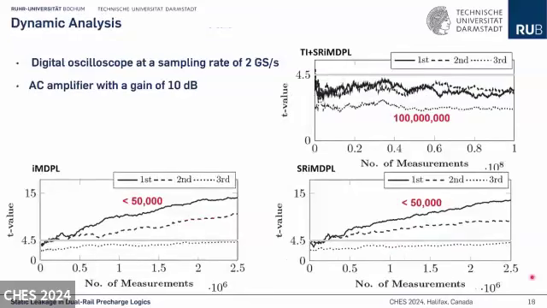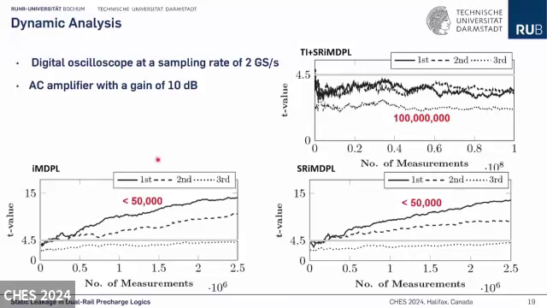We evaluated the security of the combination of the provably secure first-order threshold implementation and SR-IMDPL against classical dynamic power SCA attacks. In this slide, the results of such an investigation are shown. We used a digital oscilloscope at a sampling rate of 2 gigasamples per second. Due to the very low amplitude of the signal, we also employed an AC amplifier with a gain of 10 dB to collect the traces with lower measurement noise.